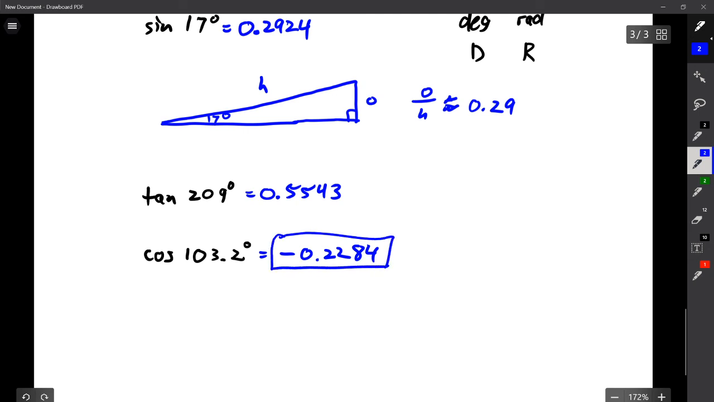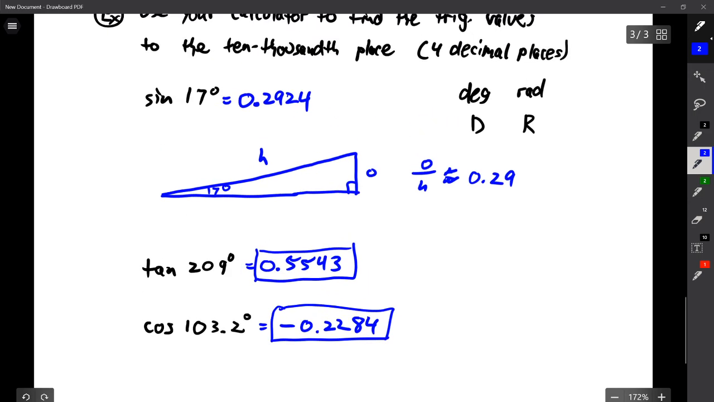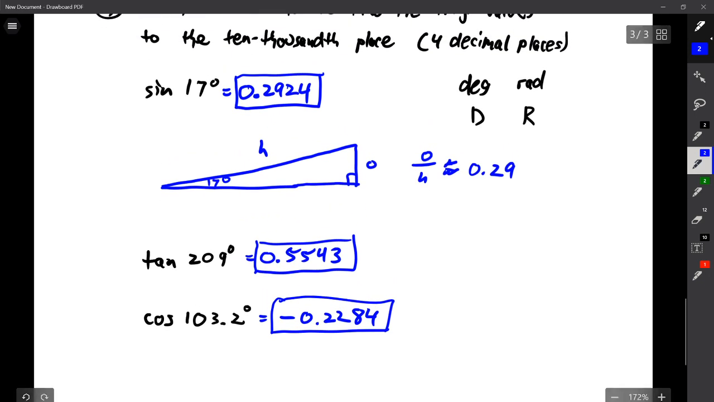Sometimes you'll get negative answers, sometimes positive. You'll learn later, not in this course, in another course, when and why you get negatives versus positives. We're not worrying about that right now. If you're dealing with sine or cosine, your answers will always be between -1 and +1. If you're dealing with tangent, you can get anything. All of these happen to be between -1 and +1, but tangent can give you much, much larger values.